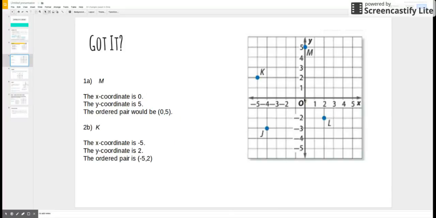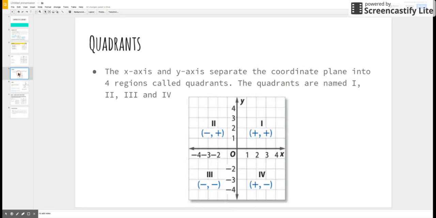All right, let's look for K. First, we go across 1, 2, 3, 4, 5 spaces to the left and 2 spaces up. So our x-coordinate is at -5 and our y-coordinate is at +2. So our ordered pair ends up being -5, 2.